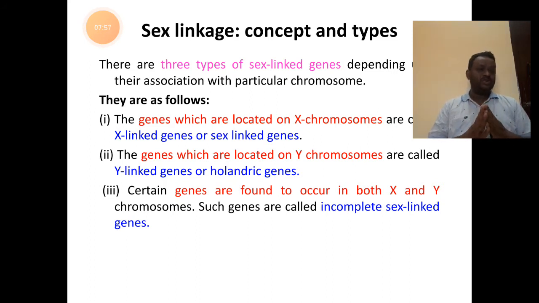I repeat, students, genes present exclusively on the X chromosome are called X-linked genes or sex-linked genes. Genes present specifically on the Y chromosome are called Y-linked genes or Holandric genes. And genes present on both X and Y chromosomes in common are called incomplete sex-linked genes.